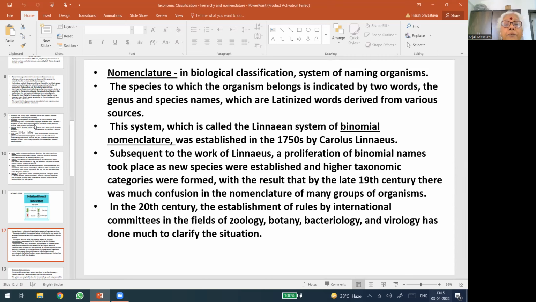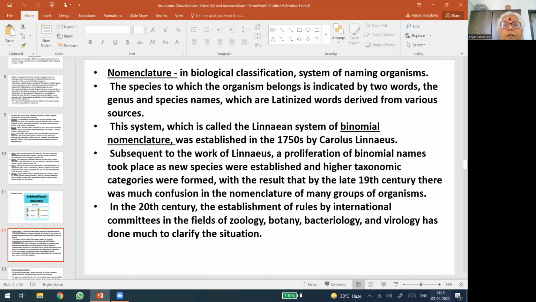And this study has been finalized with the naming of the organism, which is called nomenclature. This nomenclature system, in a linear system, is referred to as binomial nomenclature. That is, two terms are used for naming a single living organism. The first term includes the genus, and the second term, or the epithet, includes the name of the species.